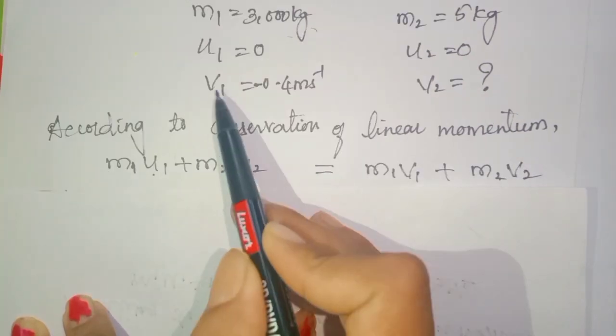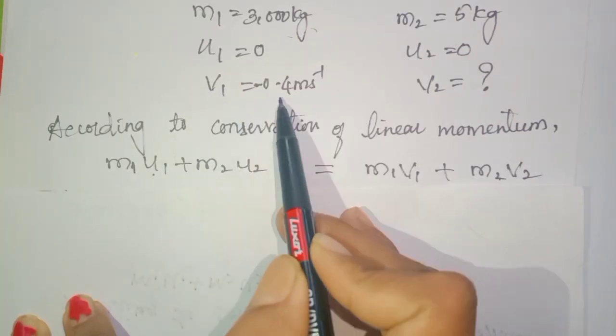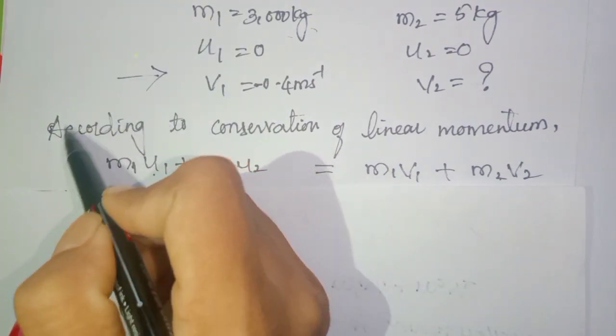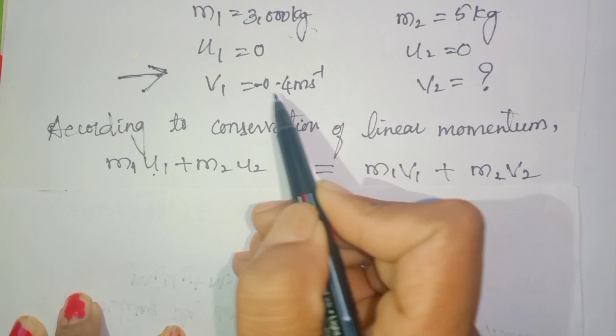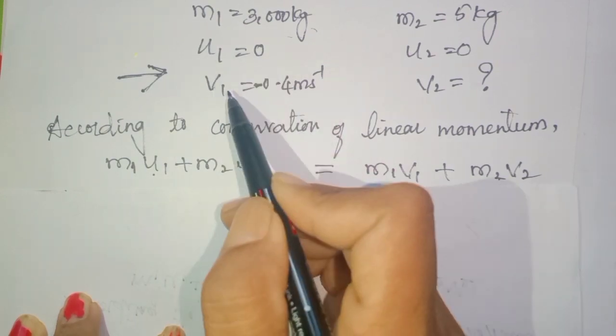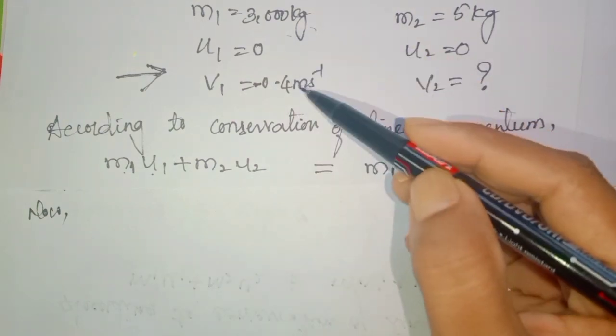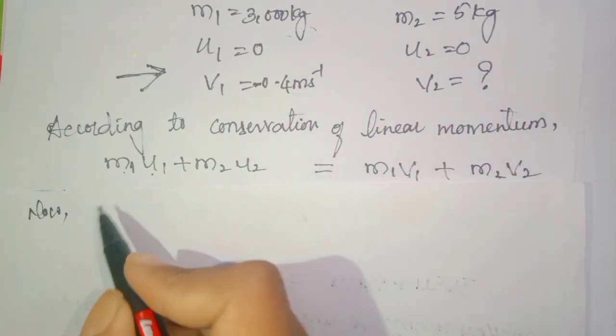And one more thing here, as the gun recoils with 0.4 meter per second, whenever the gun recoils, how it will travel? It will travel opposite direction. As it will travel in opposite direction, we have written minus symbol here for the velocity of the recoiling gun. Okay? So all these data we will substitute here. So if you substitute with all these units, you will get the unit at last very easily.